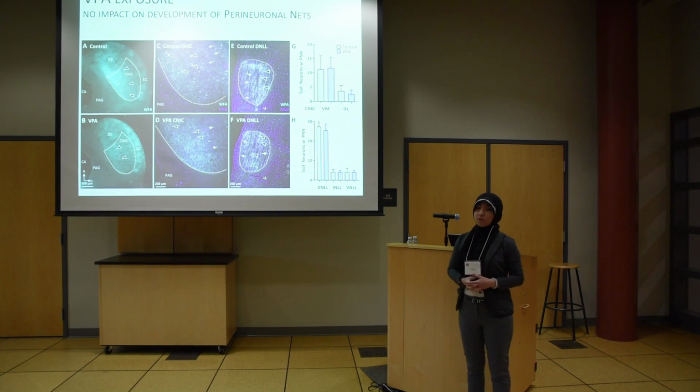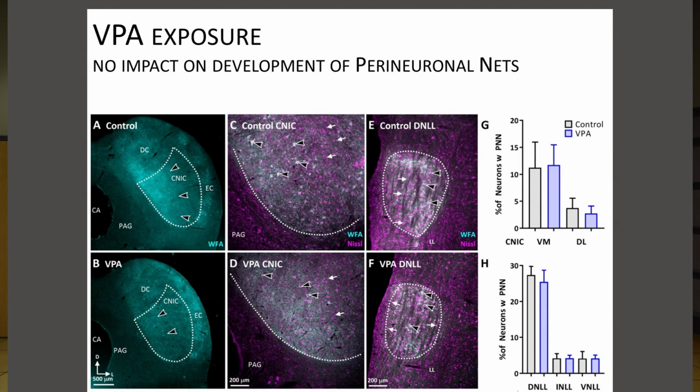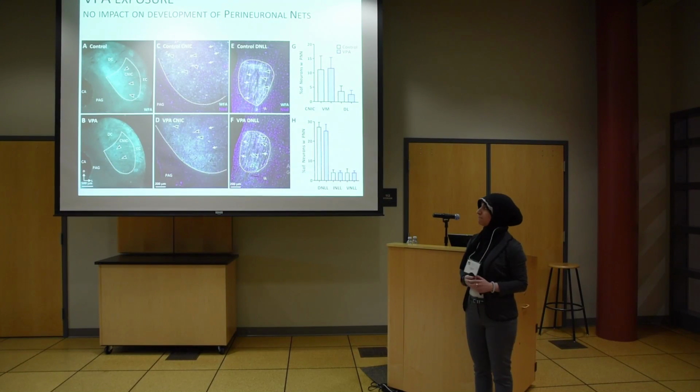So next we looked at perineuronal nets. Perineuronal nets are networks that develop in an activity-dependent manner. They're thought to stabilize synaptic contact after the onset of hearing. So we thought that since VPA exposure significantly impacted auditory development, we'd see a decrease in the number of these networks. So A and B are images of the inferior colliculus, and they're showing us the distribution of these perineuronal nets, and that they're actually more concentrated in the ventral medial aspect of this nucleus in both control and VPA exposed brains. In C and D, we're getting closer looks at these networks.